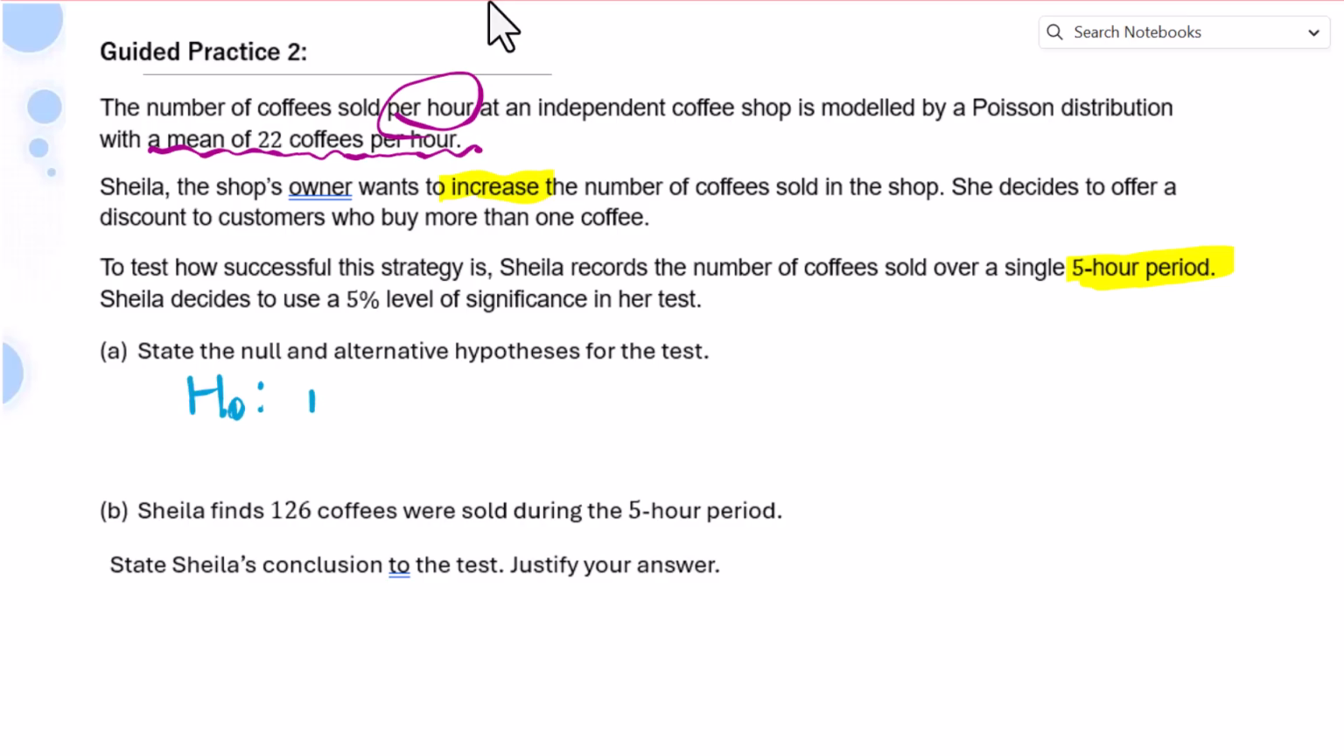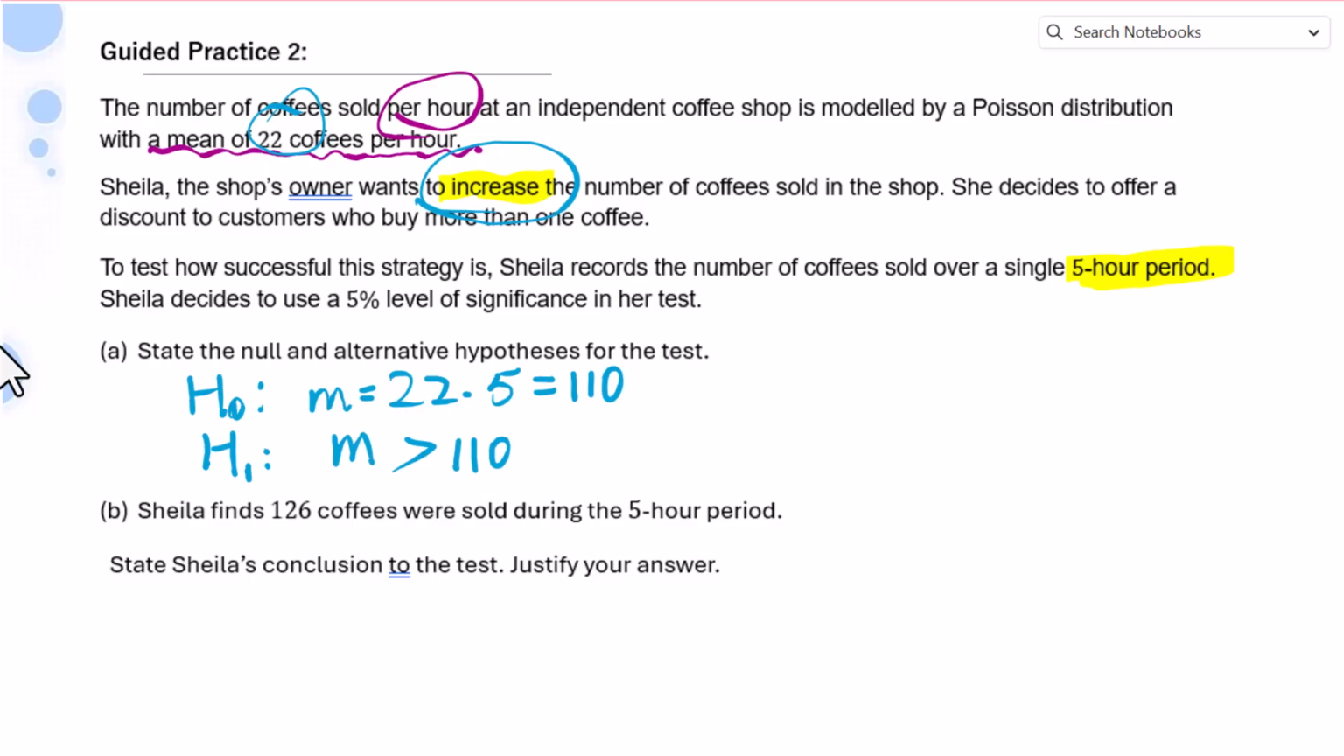H0: M equals 22 times 5 equals 110. H1, keywords: increase, so M greater than 110.